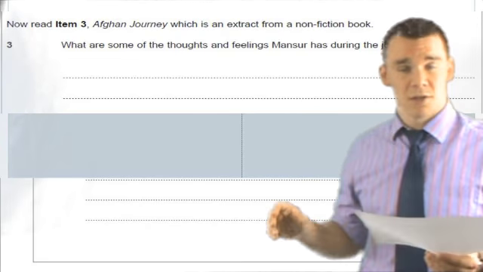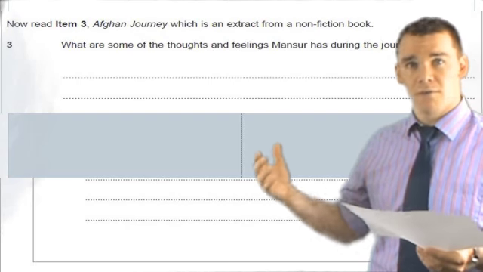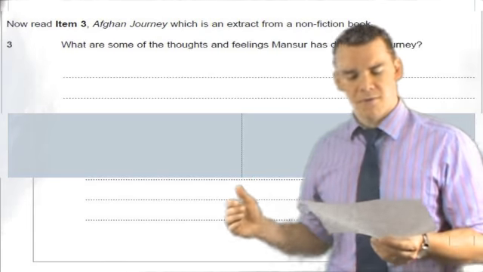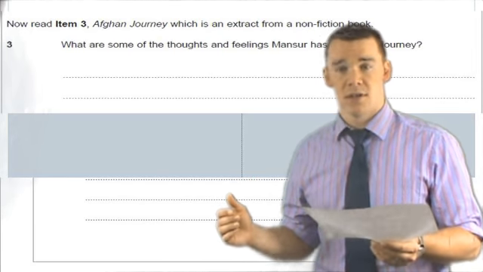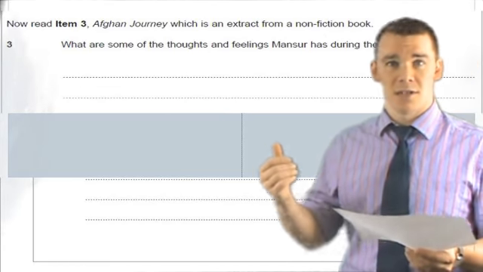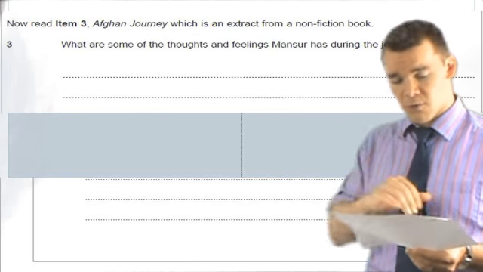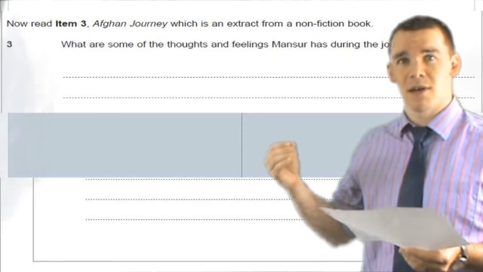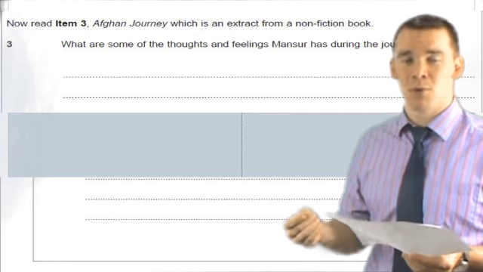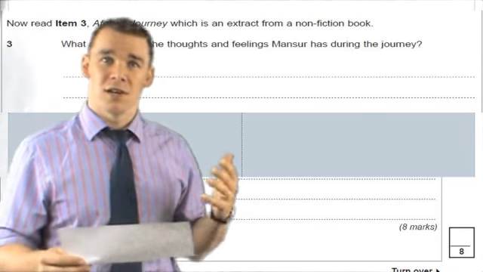Okay, so here's question 3. This one refers to item 3 from the source material, the extract from Afghan Journey, the non-fiction literary text. The question asks, what are some of the thoughts and feelings Mansur has during the journey? Now obviously this is a read and understand question, but also it's all about selecting quotations and extracting relevant material to support your answers. You'll be expected, for every thought and feeling that you pick out that Mansur has during that journey, you'll be expected to show a quotation backing up and supporting your ideas. And again, you'll notice another 8-mark question like the previous 2, so that'll give you a steer to how much you write.